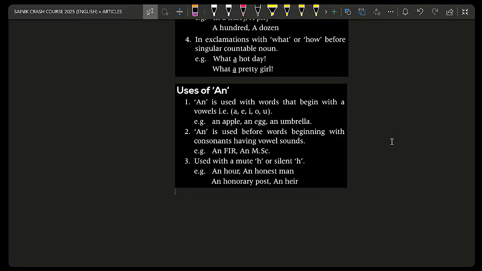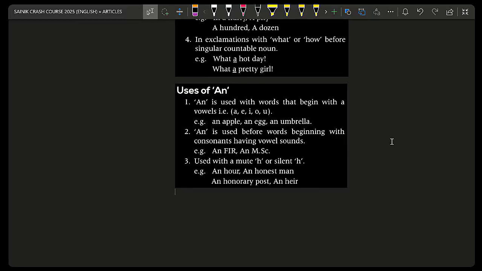Used with a mute H or silent H. That's what Harshavardhan is asking about. So the silent letters. See, hour: H is silent, it is not at all pronounced. We say our. If you say hour with an H sound, that is wrong. So it starts with a vowel sound, so use an hour. It's not a hour. Okay, a hour is wrong. An hour.